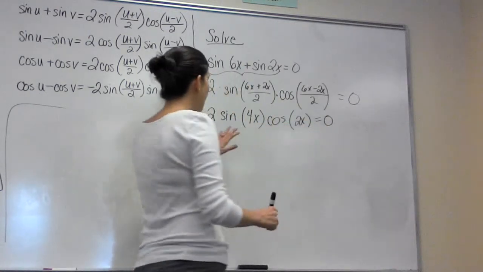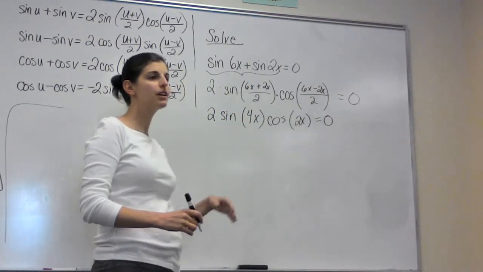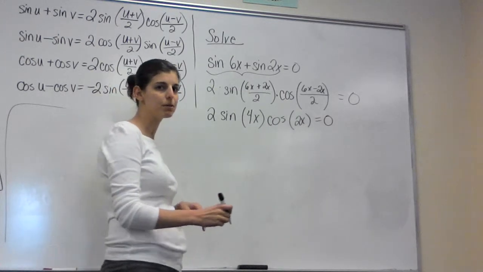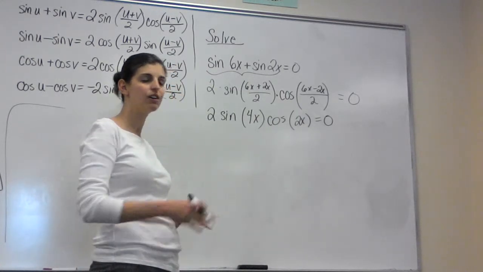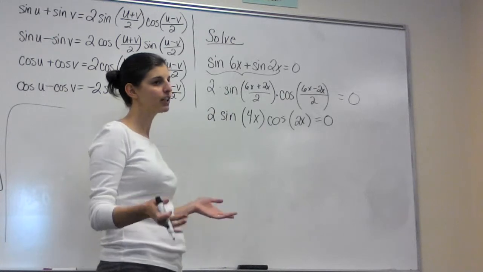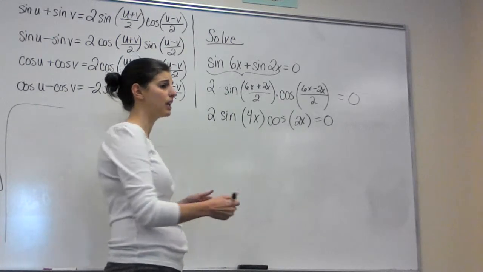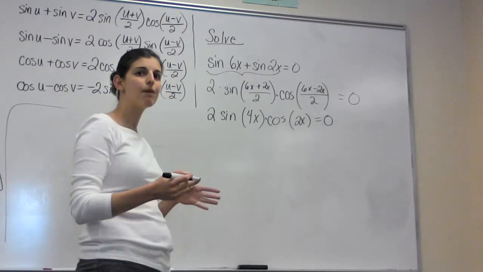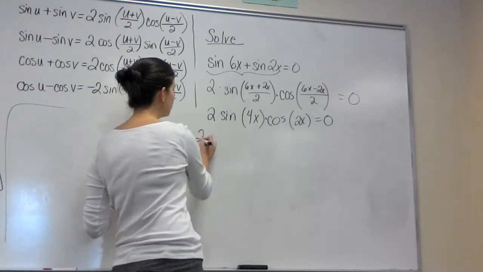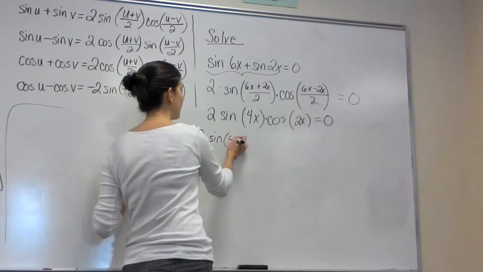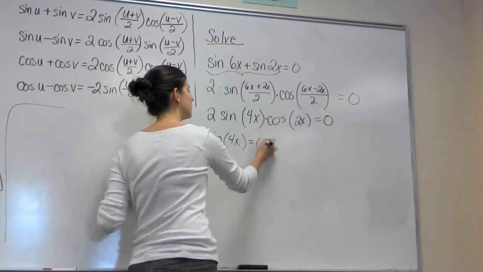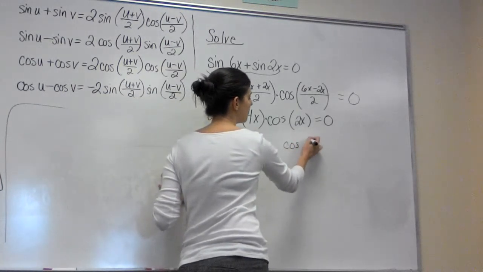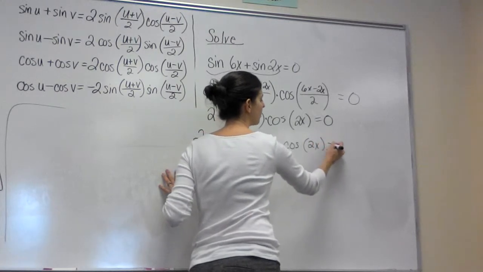Now, I have a product that equals 0. Those are my favorite kind of problems, because then I set each one equal to 0 and solve from there. They look really complicated, but they're not that complicated. So you use that every time you solve by factoring. So 2 sine of 4x equals 0, and cosine of 2x equals 0.